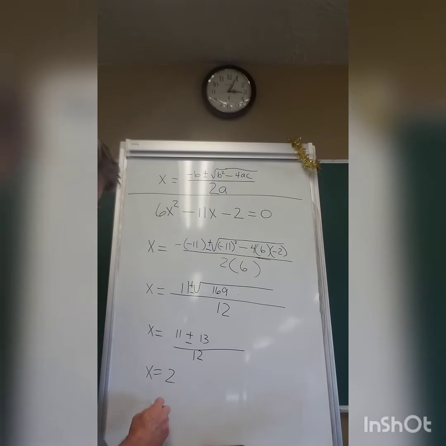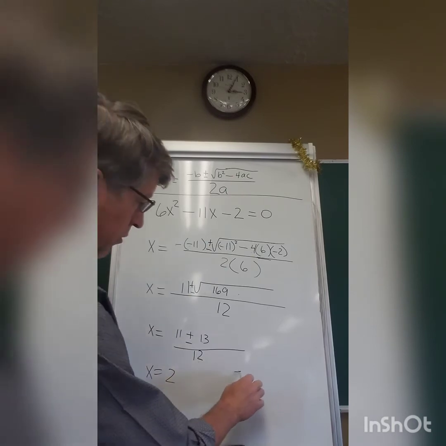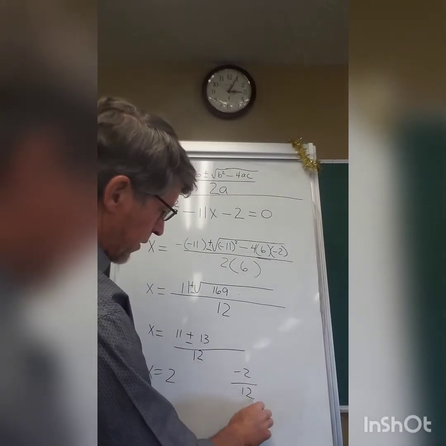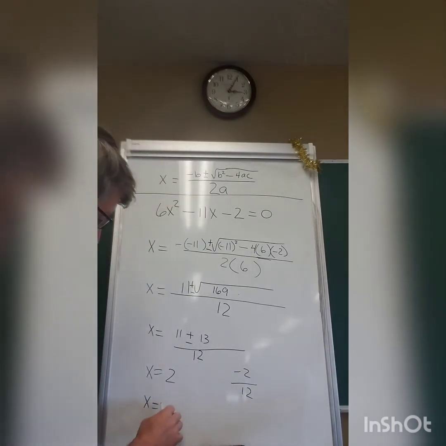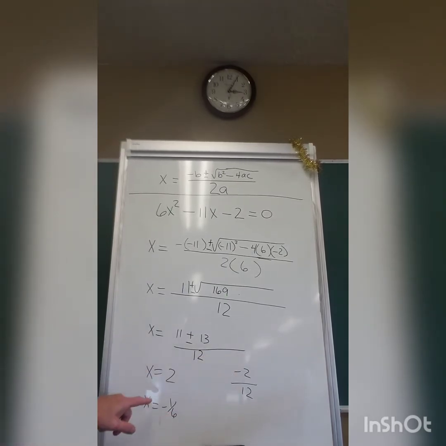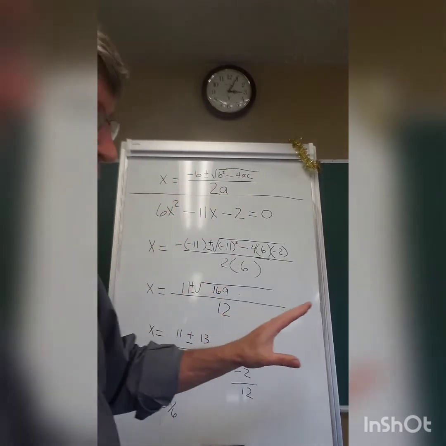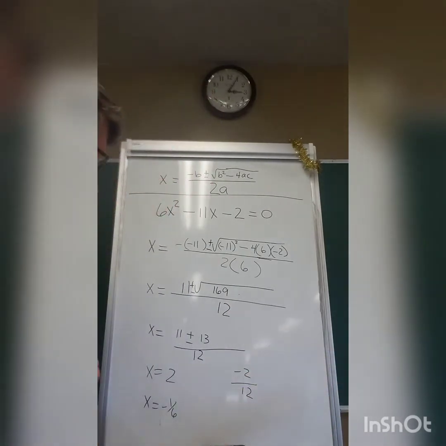Right? And if it's negative 13, so we go 11 minus 13, it makes negative 2 divided by 12, that makes a negative 1/6. Because this is negative, this is positive. So x can equal 2 or a negative 1/6. Two solutions again. This is solving a quadratic using the quadratic formula.